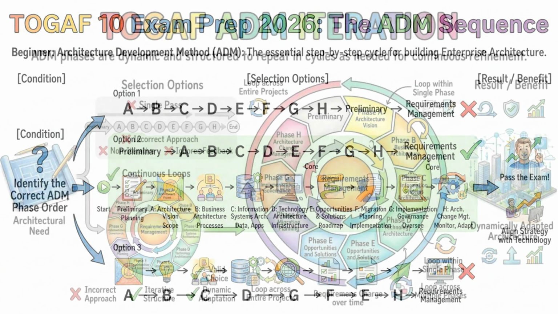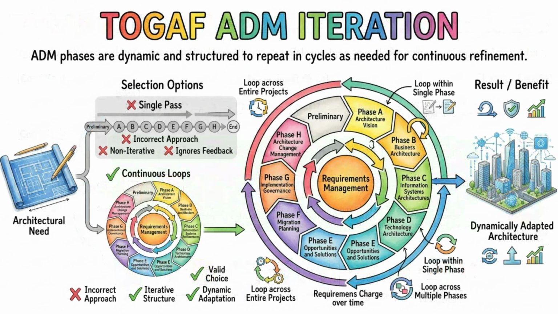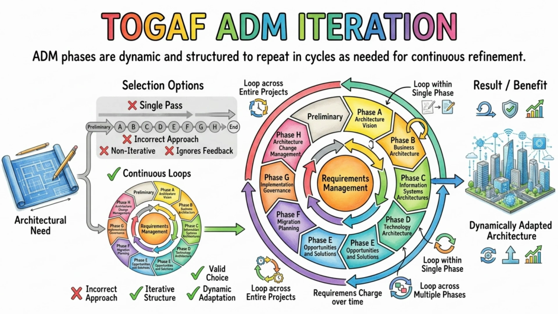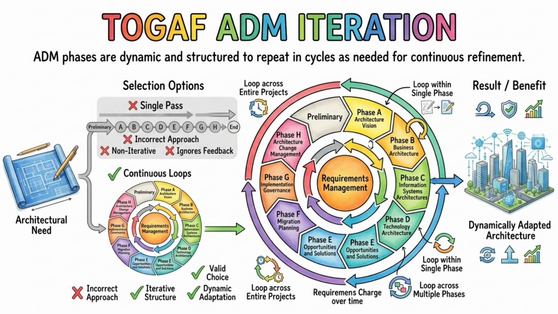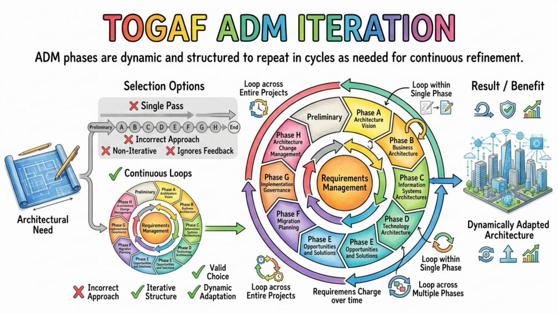The architecture development method is structured as a continuous circle of phases surrounding a central core called requirements management. The methodology is designed to be iterative, meaning architects do not simply run through the phases once and stop, but rather loop through phases as needed at different levels of the organization. On your exam, remember that iteration can happen within a single phase, across multiple phases, or across entire architecture projects. Understanding this flexible, circular structure helps you see how architecture adapts dynamically over time.